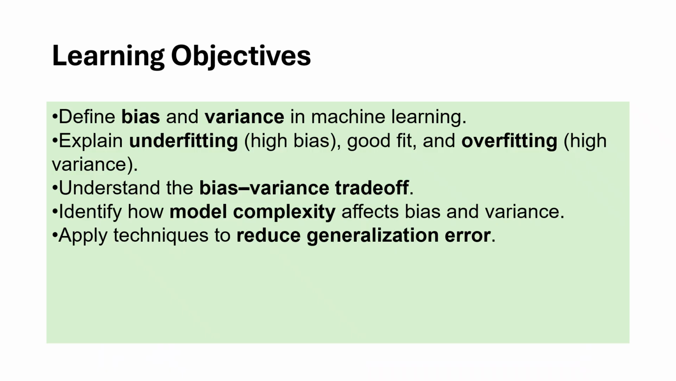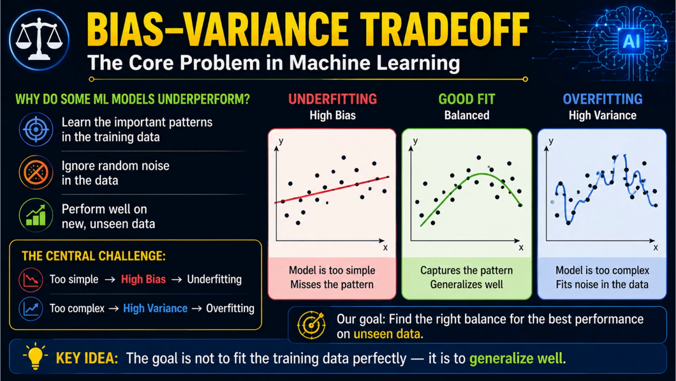So the learning objectives are to define bias and variance in machine learning, explain underfitting, good fit and overfitting, understand the bias variance trade-off, identify how model complexity affects bias and variance, and apply techniques to reduce generalization error. The bias variance trade-off is a core problem in machine learning.